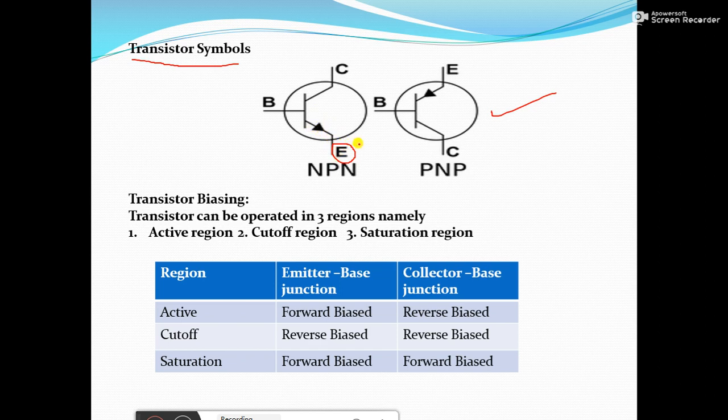In case of an NPN transistor, electrons will move from emitter to collector. Since the electron movement is from emitter to collector, the conventional current direction should be taken in the opposite fashion. Opposite means current will flow from collector to emitter. That's why the arrow direction is towards the emitter.